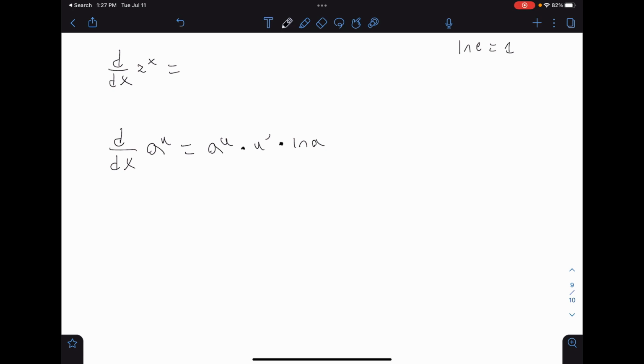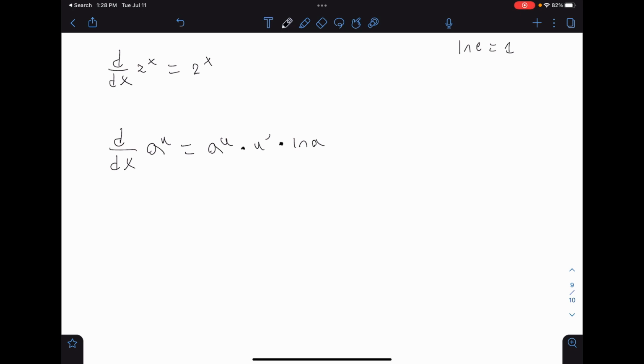Let's do the derivative of 2 to the power of x. So whenever you see a constant to the power of some variable, do not think the power rule. Think this is not x to the n, so I can't use the power rule. I must use the derivative of a to the u. And the derivative of a to the u is a to the u times u prime times ln a. So in this case, a is 2 and u is x. So let's follow the formula. First, we need a to the u. So a to the u is just 2 to the power of x.